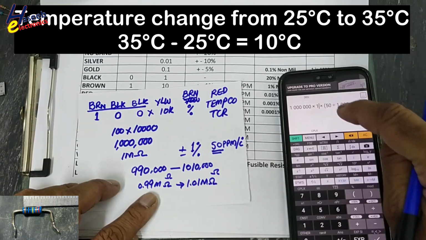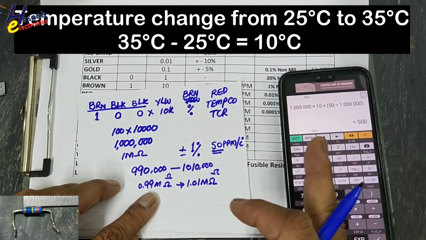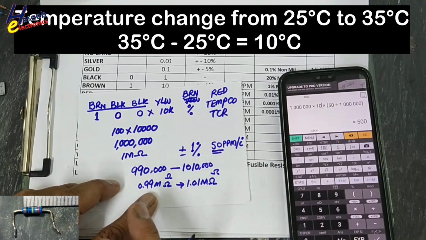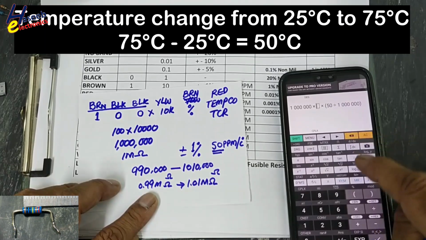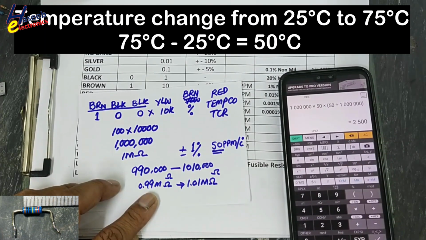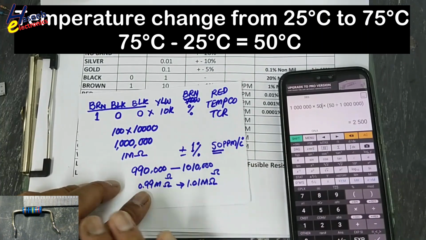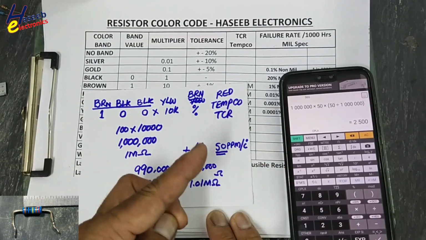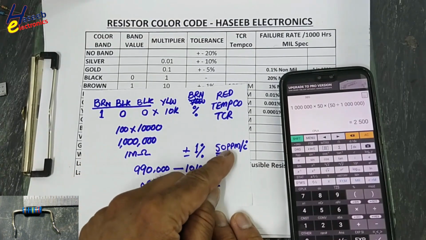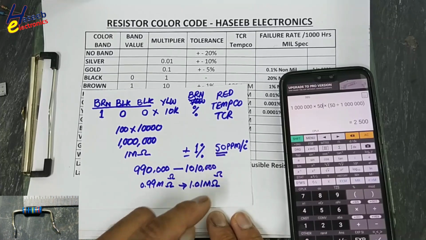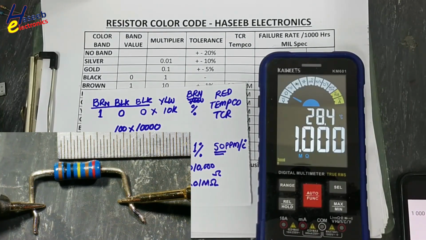If temperature increases by 10 degrees Celsius, 500 ohms will increase in the resistor, or decrease. If temperature changes 50 degrees Celsius, 2.5 K resistance value may increase or decrease. So it is its stability on temperature. It indicates how much stability will be observed by this resistor with change in temperature. It is exactly 1 mega ohm.